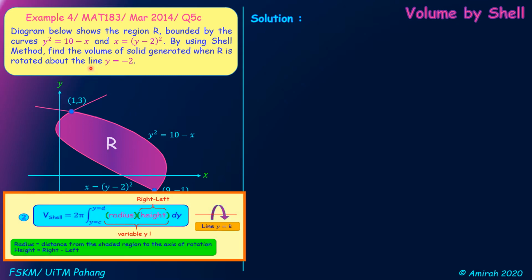Using the shell method, if the axis of rotation is a horizontal line, we need to integrate with respect to y. So all terms must be in terms of variable y, including the lower limit and upper limit, which must be on the y-axis.